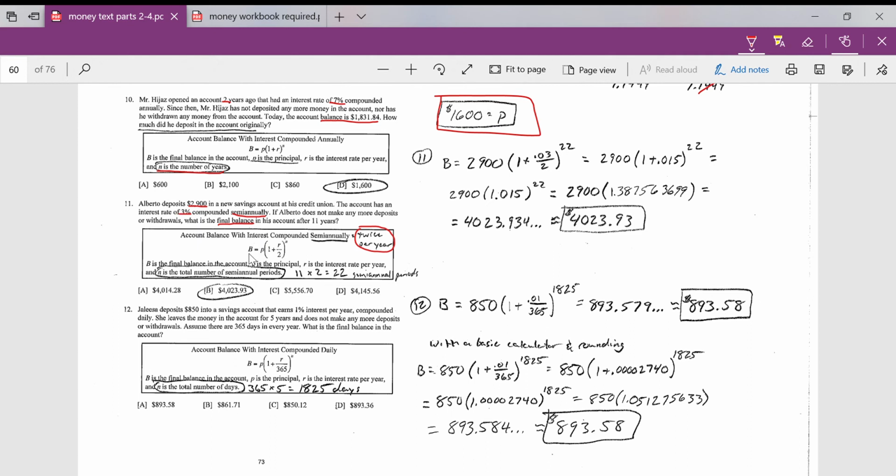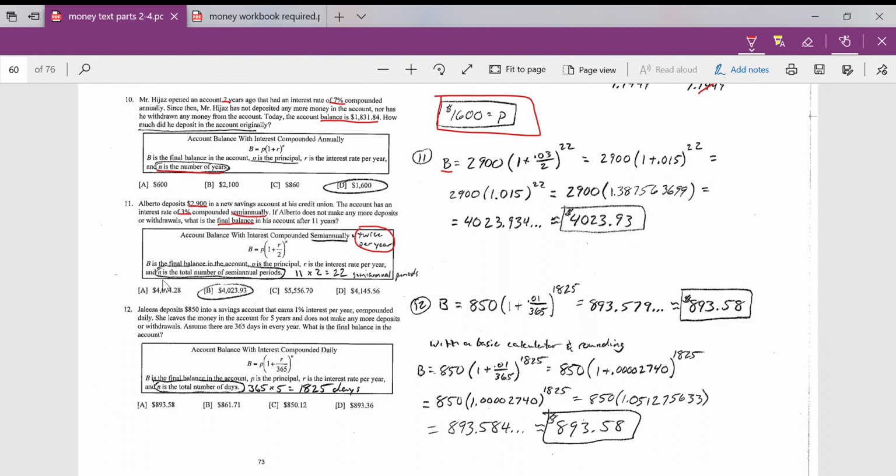Just put in the numbers. Final balance, that's what we're looking for, so I don't put a number in. P is the principal, 2,900, right there. 1 is part of the formula. R is your interest rate. It's 3%. Move the decimal to the left twice. It's 0.03. 2 is part of the formula, and again it's a 2 because it's semi-annually.